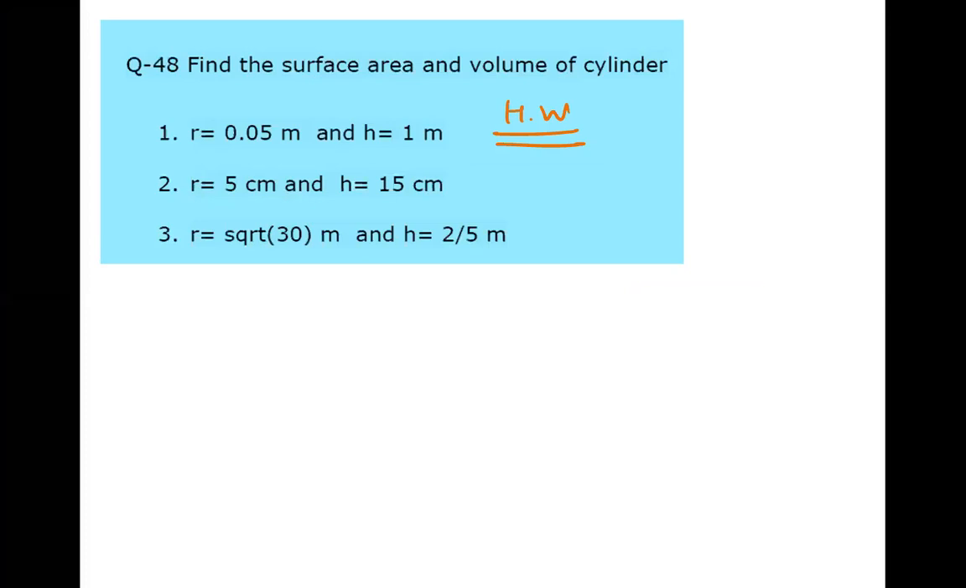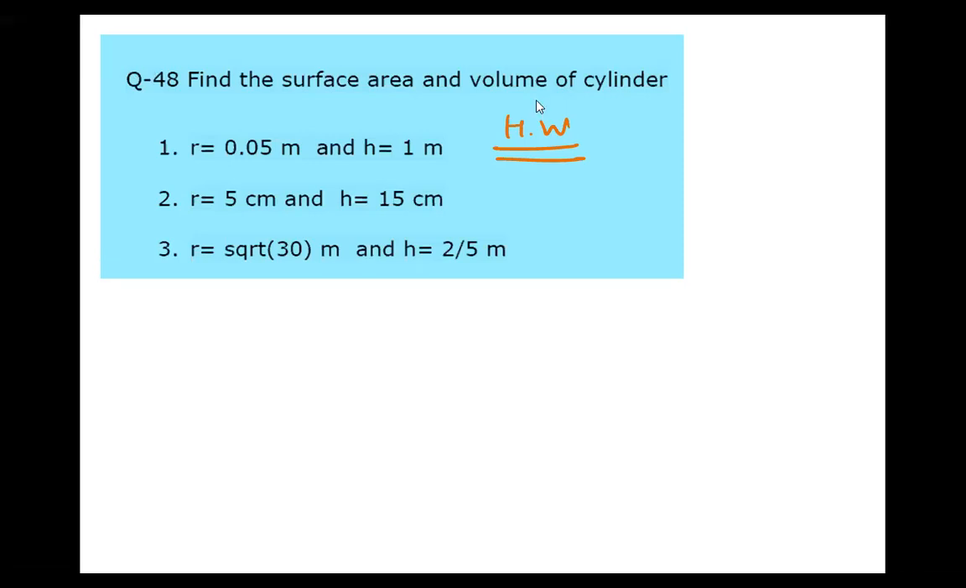Here you have a radius and height, and you can find their volume and the surface area. Look here, you just find the surface area only, not the total surface area. So this is your homework. It's a very easy example. No need to solve it now.